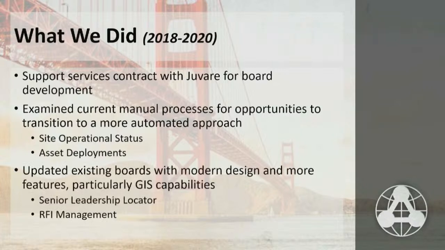We also updated our existing boards with an eye towards a cohesive look and design across all boards. We also incorporated GIS capabilities, such as adding geotags to the senior leadership location tracking information that we already maintained, so that their locations could easily be displayed on a map. We also built underlying processes into our boards, such as the new RFI tracker that is underpinned by a process that tracks the status of an RFI throughout its lifecycle, from initial receipt through the various stages to completion.